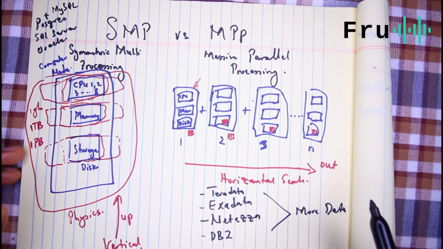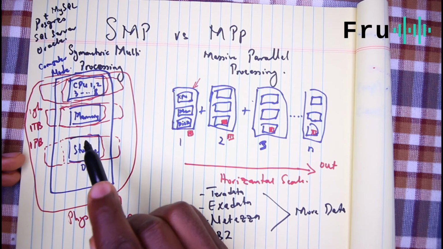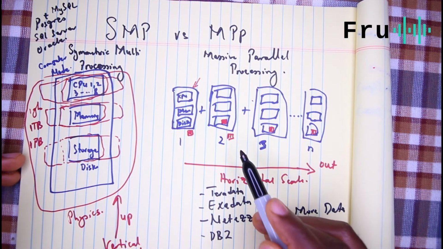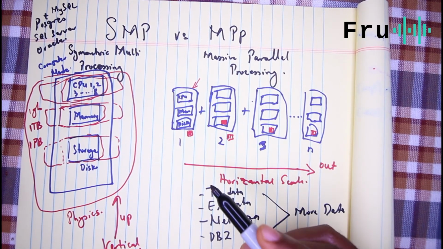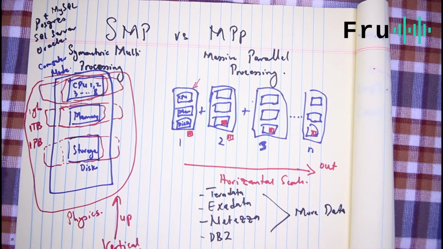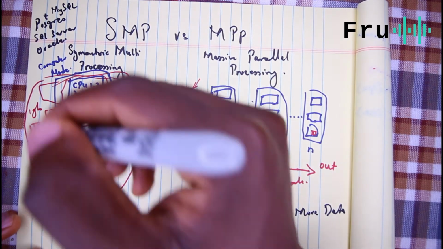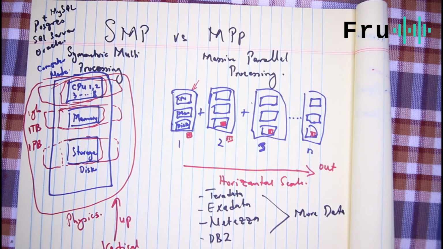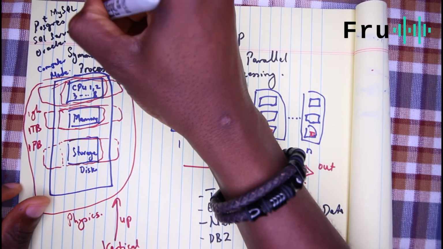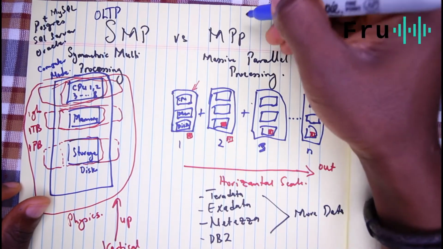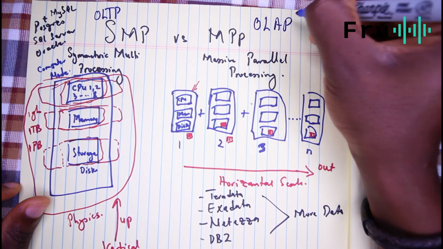Now, the question might be when and why, or what are some of the use cases where the SMP versus the MPP would make sense. And we can talk a lot about that. SMP would be great for, let me use a different color, this would be great for OLTP, and typically this is great for OLAP.